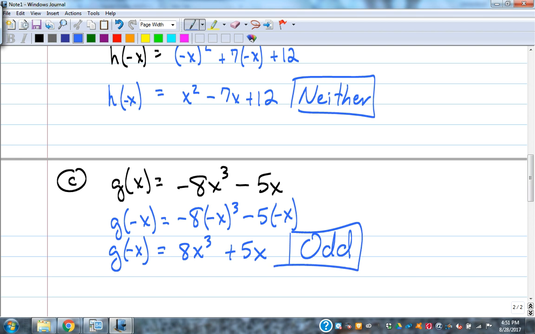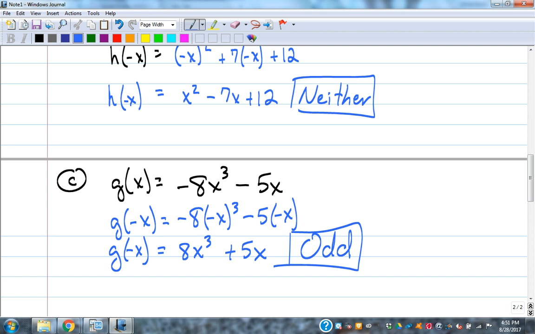So it's odd. What are the exponents on the variables here? 3 and technically this one is a 1, right? They're both odd. So if everybody has a variable and all their exponents are odd, then it's an odd function. That's what's going to happen.